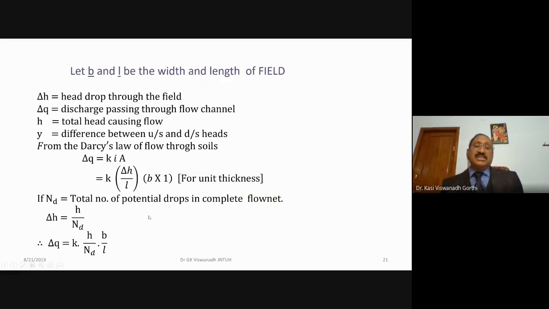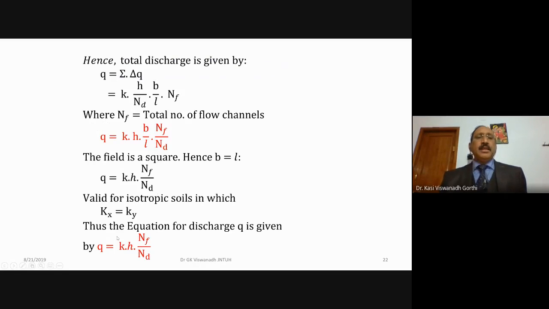So if such potential drops are ND, then delta H will be equal to H by ND, where ND is the total number of potential drops. Then delta Q will be equal to K into H by ND into B into 1 divided by L. This is the discharge delta Q passing through each flow channel.